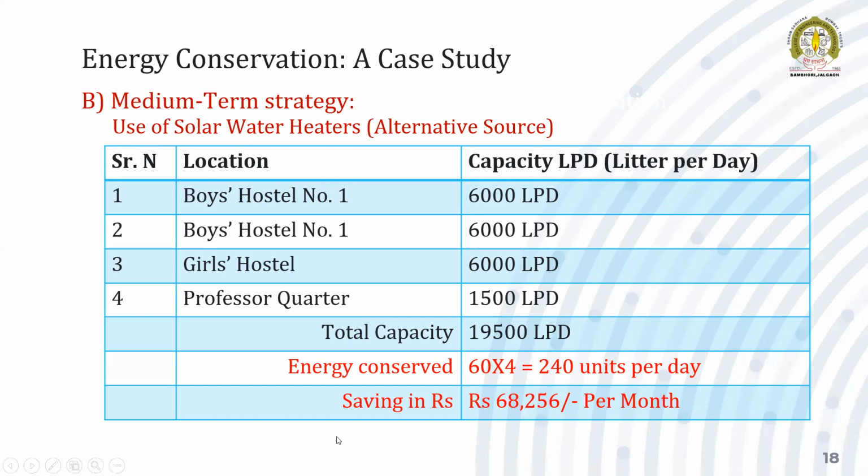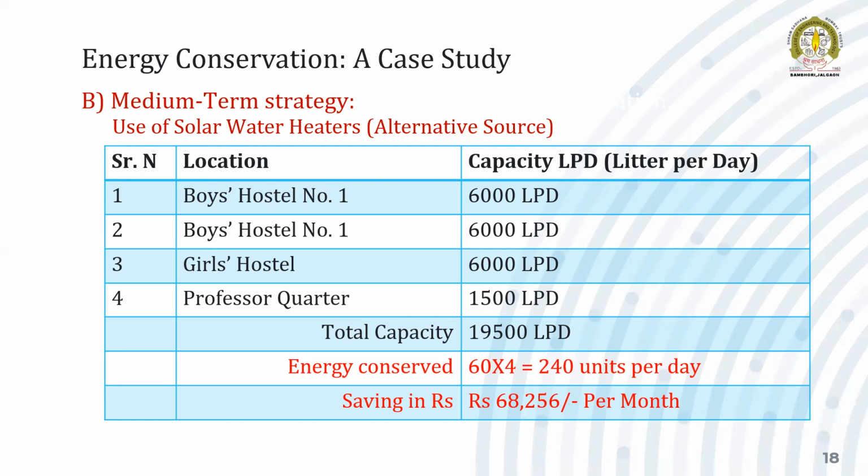And energy conservation or energy saving from the replacement is 68,000 per month. So it is very attractive, and no doubt the cost is somewhat high, but definitely it is safe to use. There is no chance of electric shock, because once we repair the electric geyser or electric heater, there may be a chance of current leakage and electric shock.